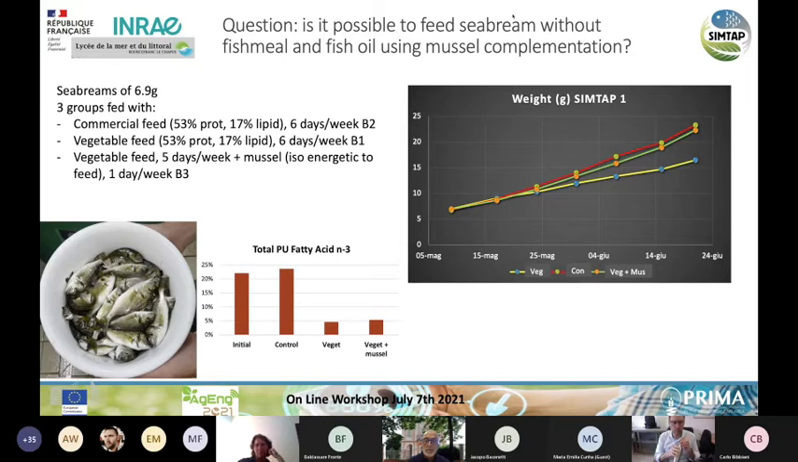Nevertheless, there is a large decrease in polyunsaturated fatty acid composition of the flesh, especially for the vegetable fed sea breams, with a little increase when we use mussels.